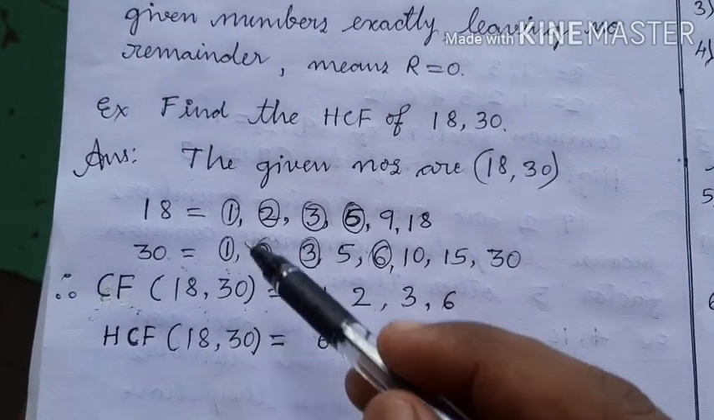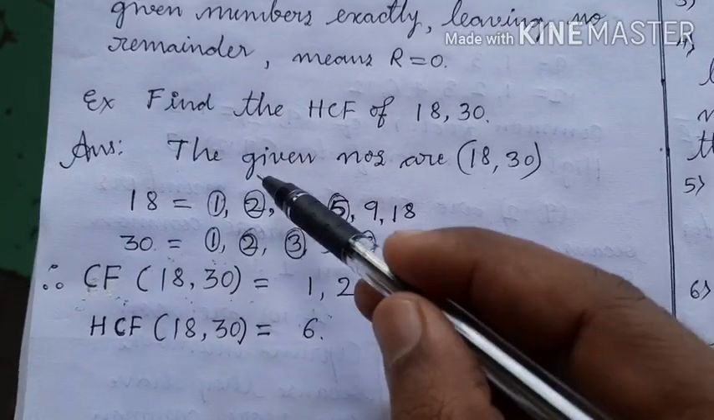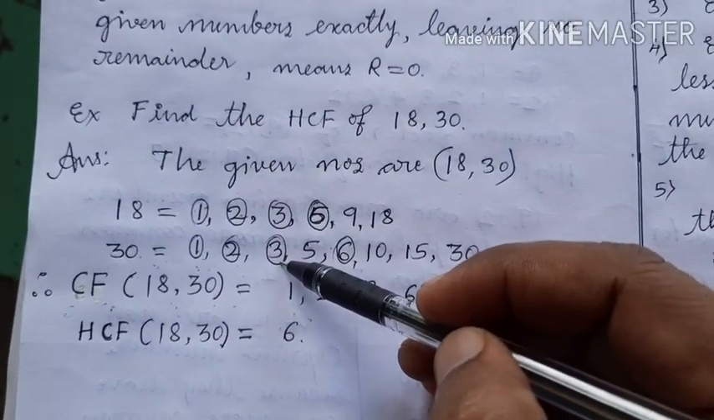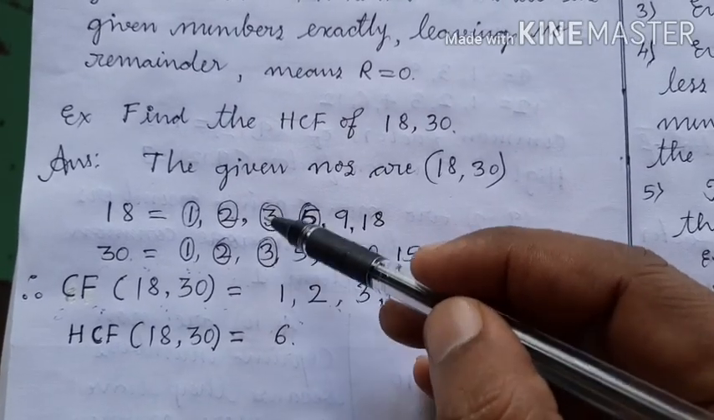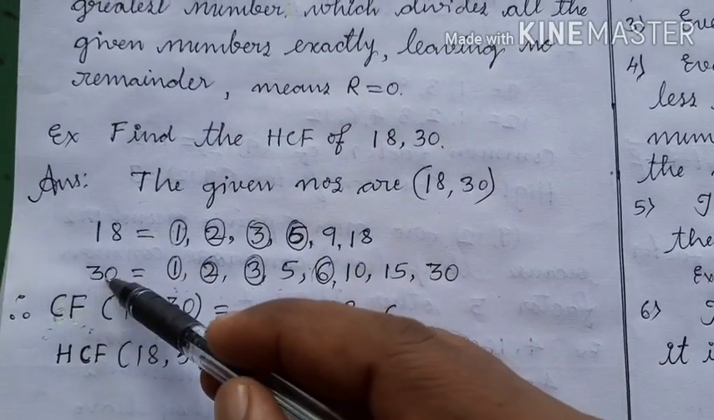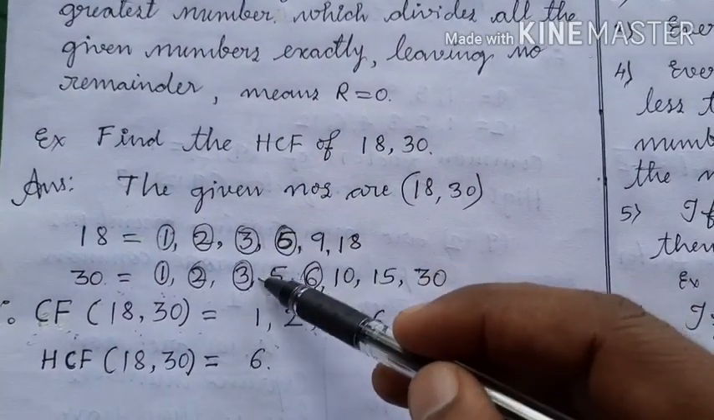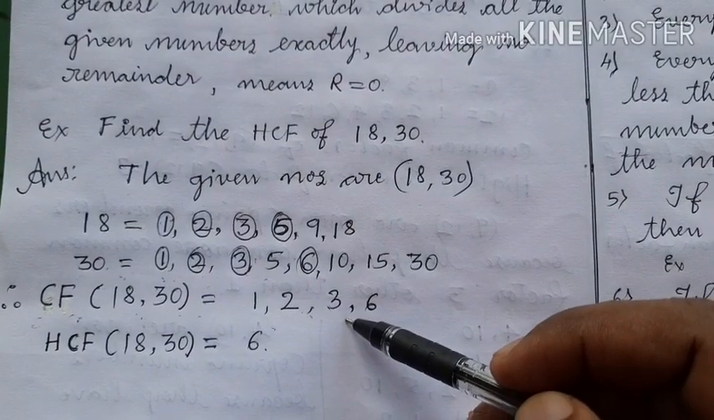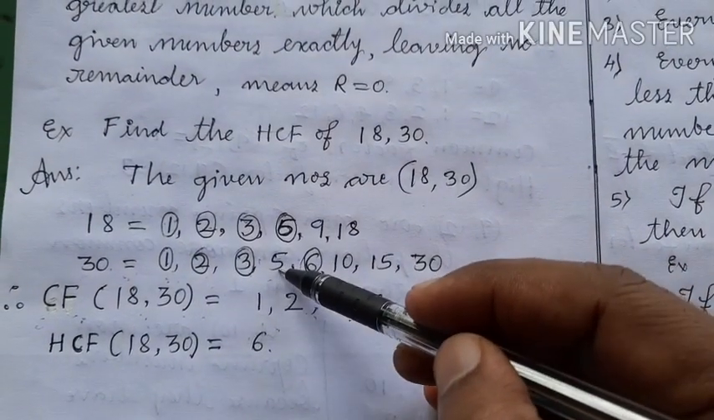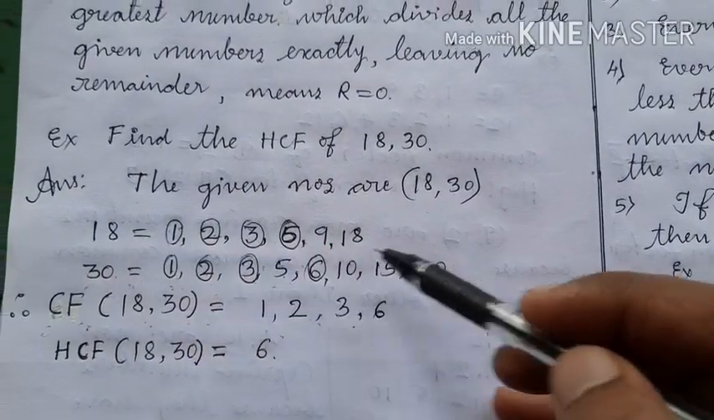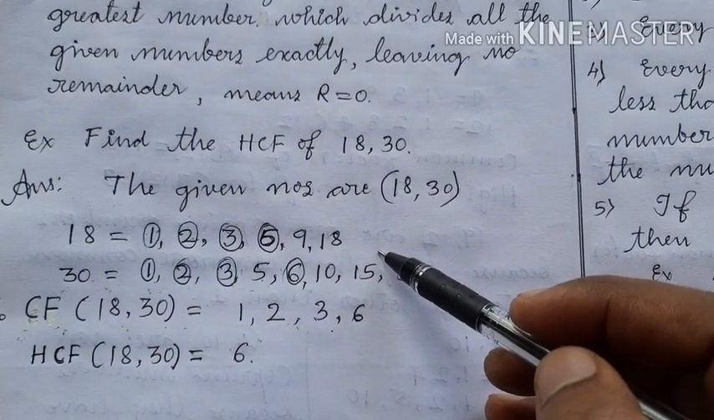Here children, 1 is common factor and 2 is common factor. Then 3 is also a common factor. Why is 3 a common factor? 3 is factor of 18 also. 3 is factor of 30 also. That is why 3 is the common factor. And similarly, look at me. 5 is here. It is the factor of 30. But 5 is not the factor of 18. Therefore, that is not selected.